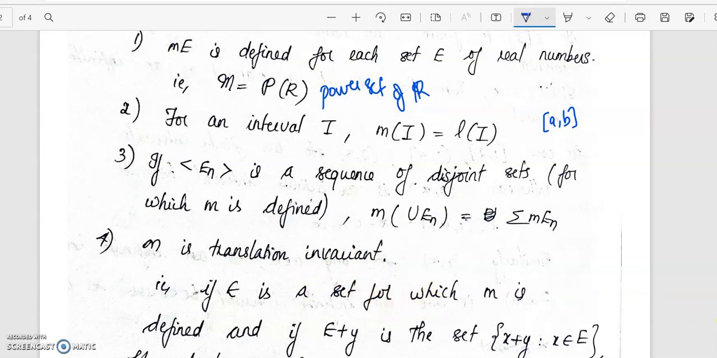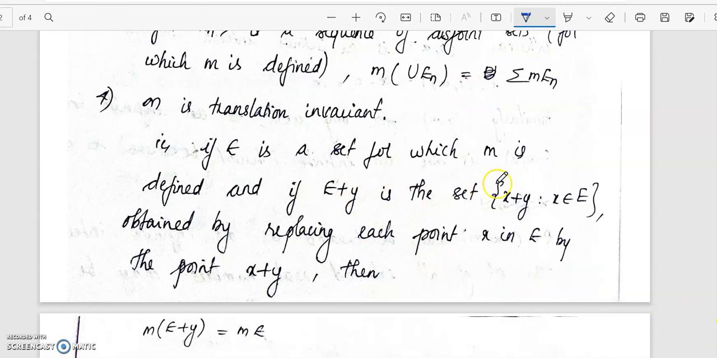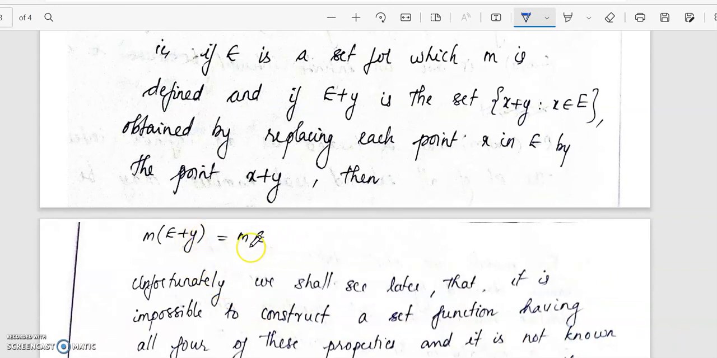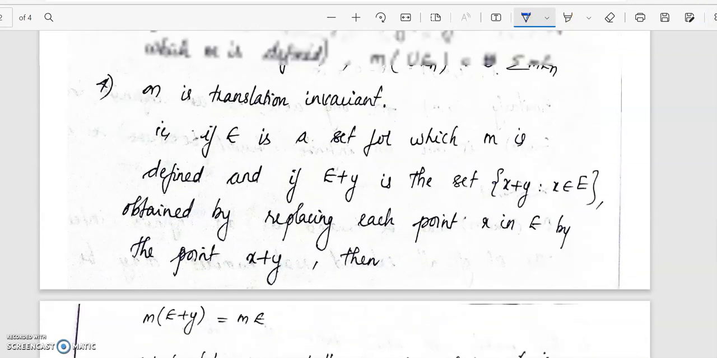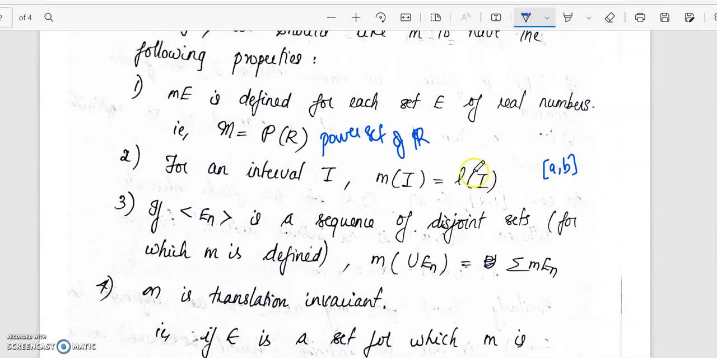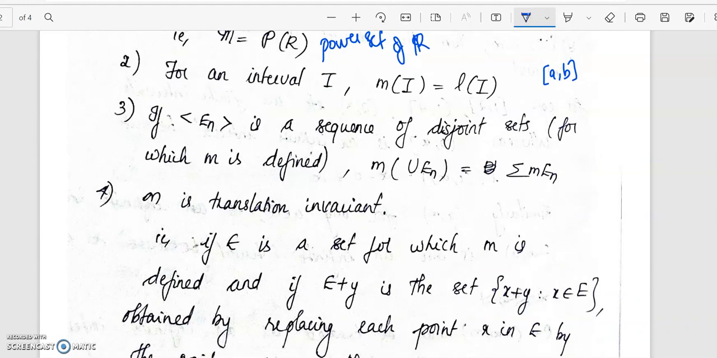If E is a set, then E plus y is the set where every element of E is translated by distance y, so x goes to x plus y for all x belonging to E. So it must be translation invariant: the measure of E plus y must be equal to the measure of E. So these are the ideal properties that we would like a measure to have. It must be defined for any subset of real numbers. The measure of an interval must be its length. The measure of a union of disjoint sets must be the sum of the measures, and measure must be translation invariant.